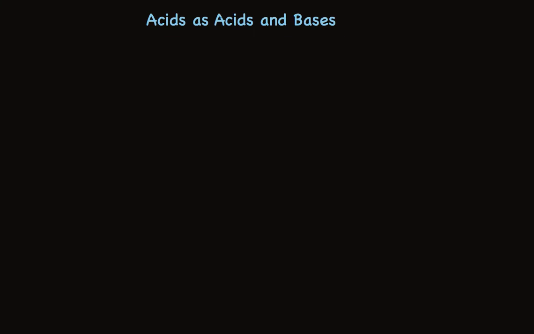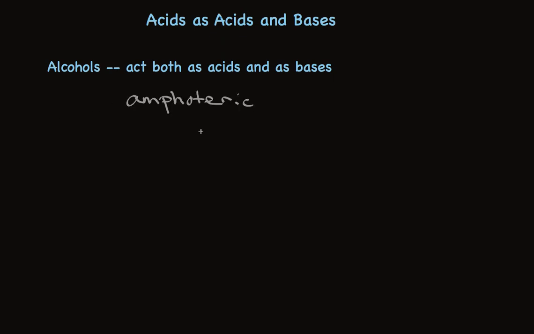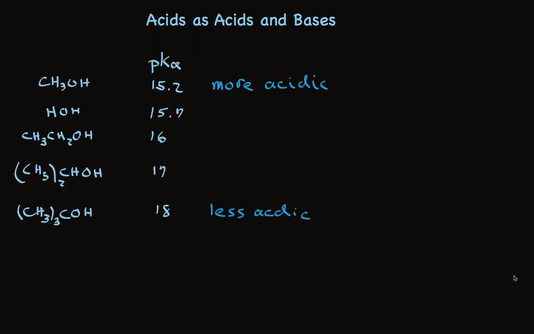Alcohols can act both as acids and as bases. This puts them in a category of compound we call amphoteric. Let me first talk a little bit about these compounds as acids, and then I'll talk a little bit about these compounds as bases. I've listed a few simple alcohols here, along with water, and shown their pKa values.